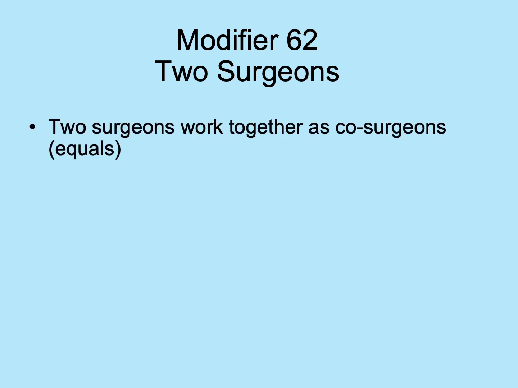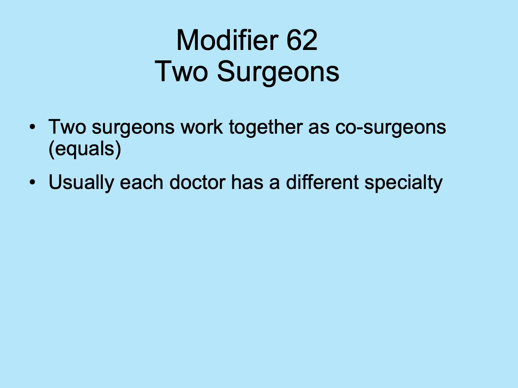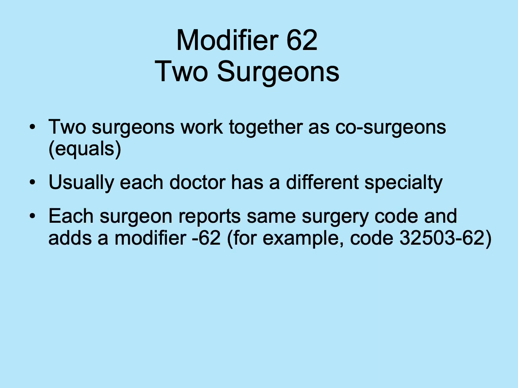Okay, let's talk about two surgeons, modifier 62. So two surgeons are working together as surgeons, as co-surgeons, equals. They're each doing part of the procedure. Usually each doctor has a different specialty. Each surgeon reports the same surgical code and adds a modifier 62.